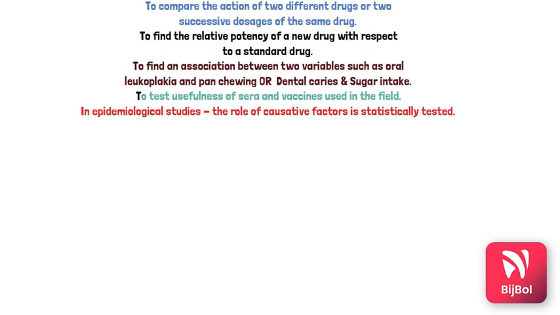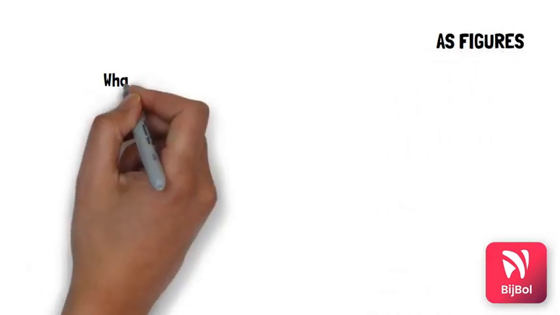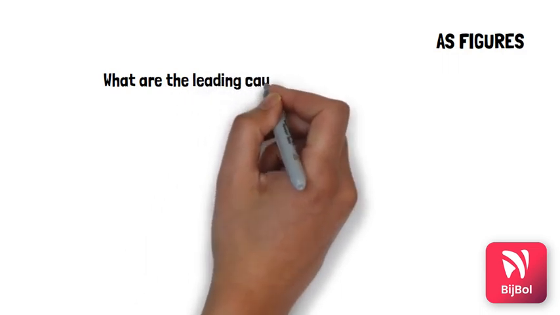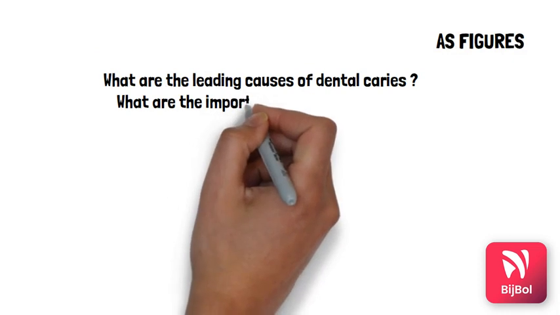Now that we have seen the uses of biostatistics as a science, let us see the uses of biostatistics as a figure. So what are the leading causes of dental caries? What are the important causes of caries?